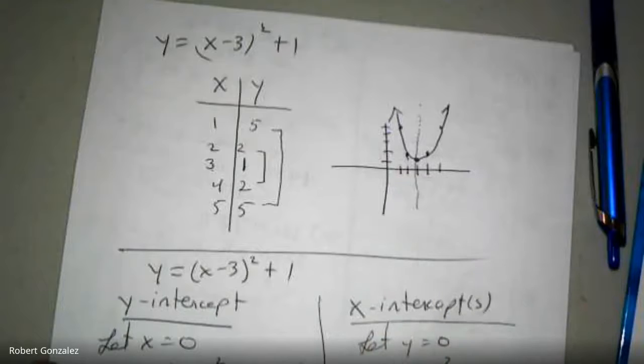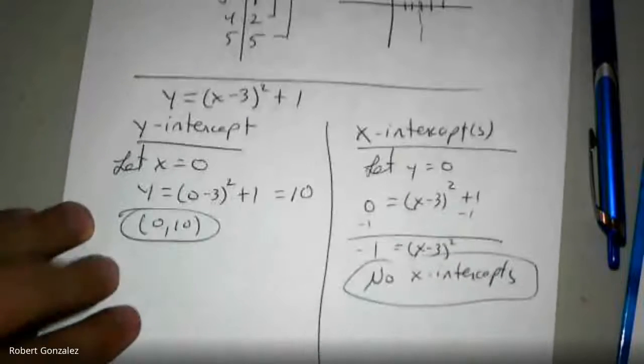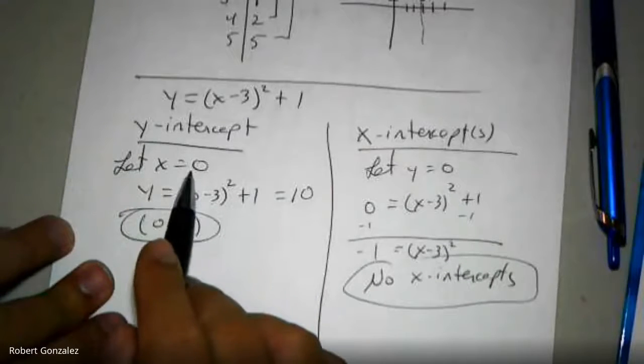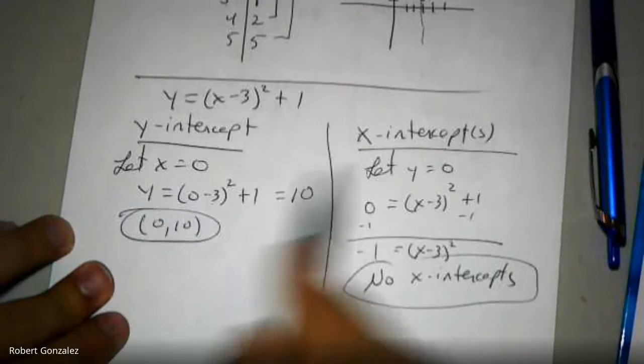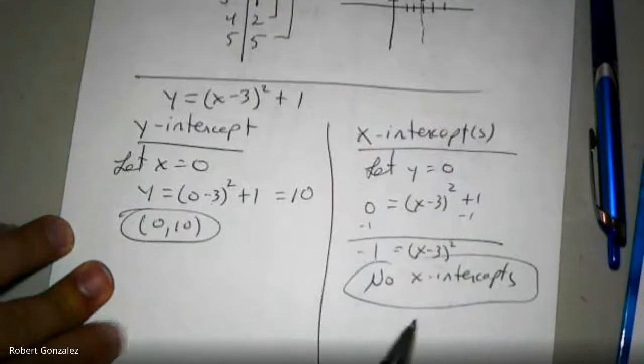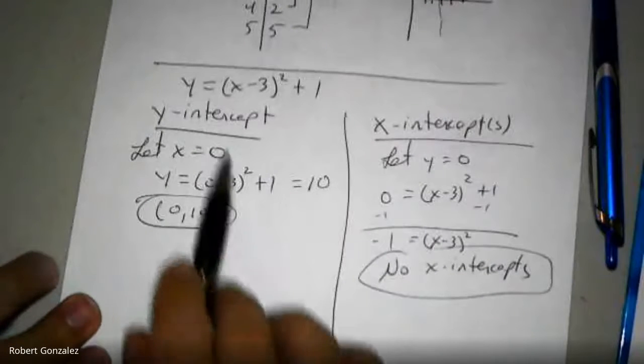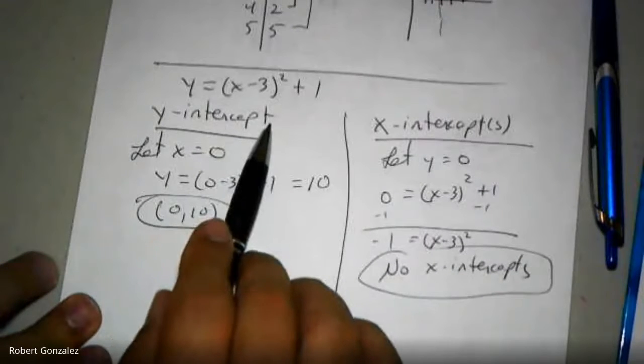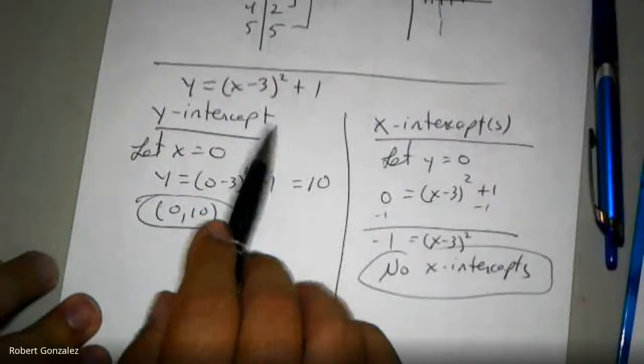So to summarize, to find the y-intercept, let x equal 0 and solve. To find the x-intercepts, let y equal 0 and solve. Why do I write y-intercept? Why can we not have two y-intercepts?